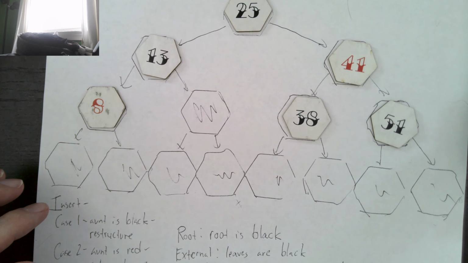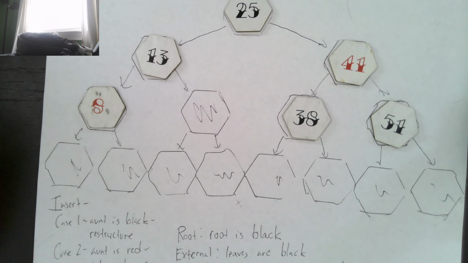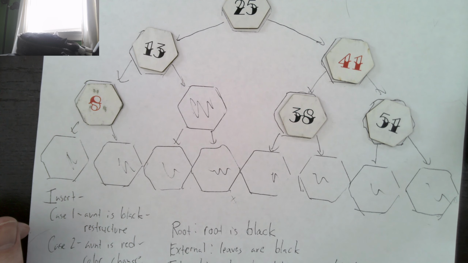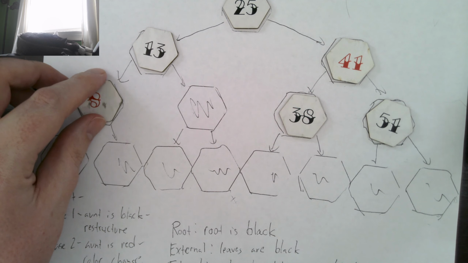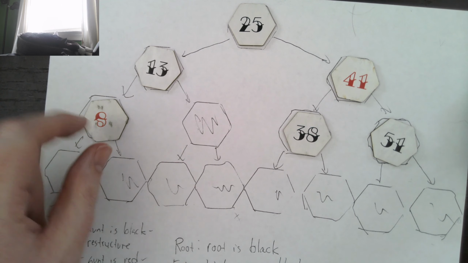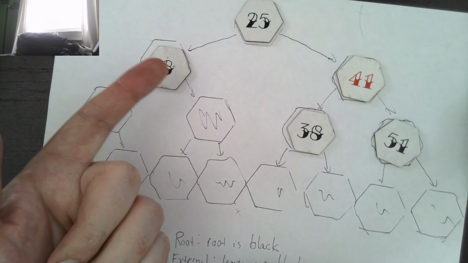All right, let's see if I can concoct a case 3 nightmare. Something with a red sibling. 13, no, wouldn't work. Okay, let's delete 8. Now, that'll work. If I try to delete 13, it has a red child, so I would just paint that black. And I'd be okay, right?